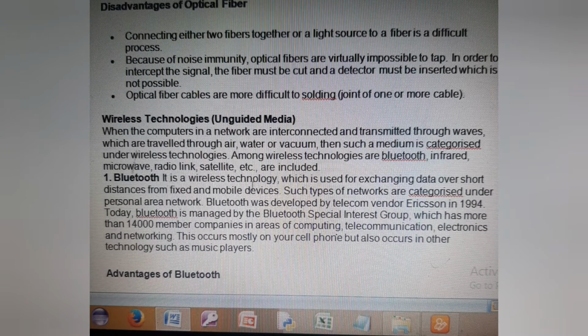Bluetooth is a wireless technology, as we see in our phones also. If we want to transfer a file from one phone to another, Bluetooth is helpful. It is very useful for exchanging data over short distances between fixed and mobile devices. It was developed by a telecom vendor. What was the name of the telecom vendor? Ericsson, in 1994. Now Bluetooth is managed by the Bluetooth Special Interest Group, which has more than 14,000 member companies.